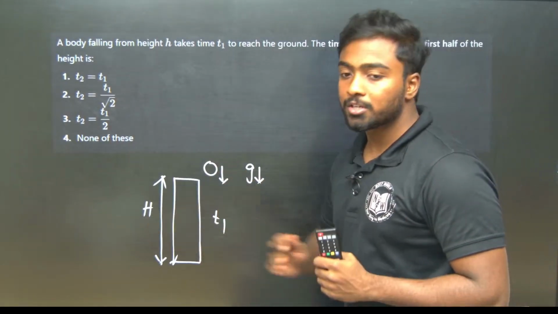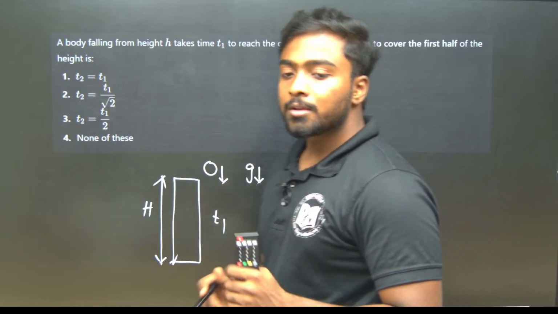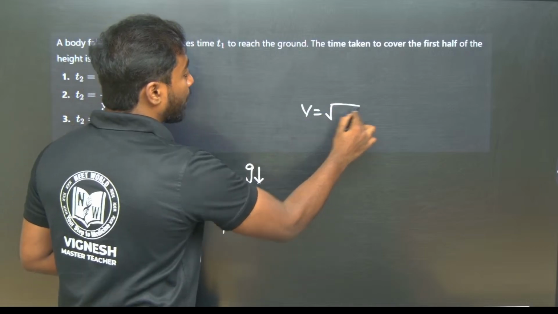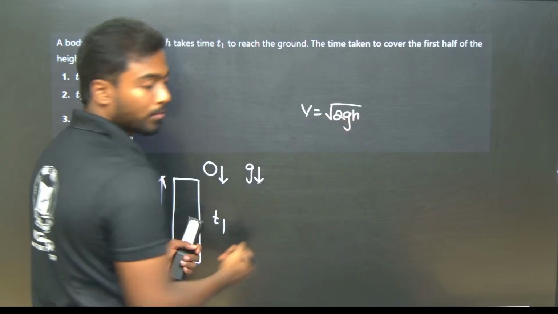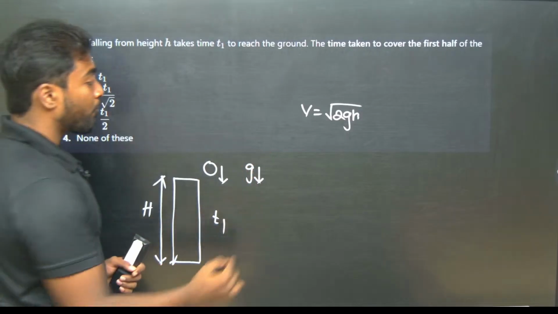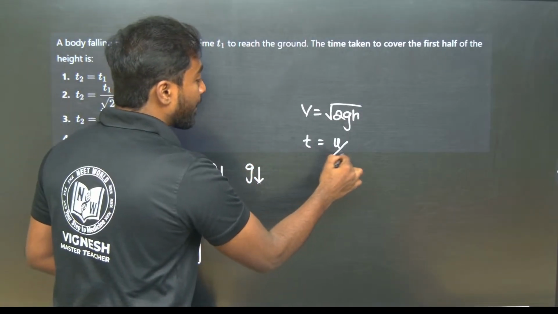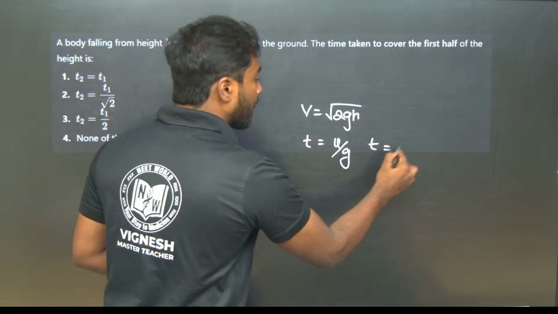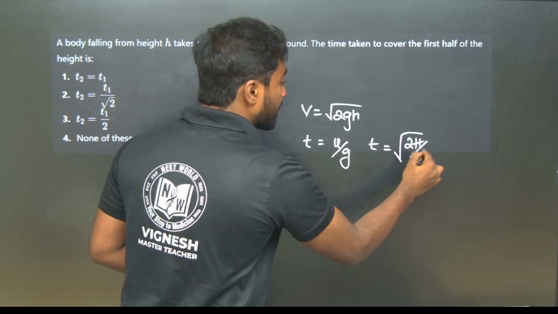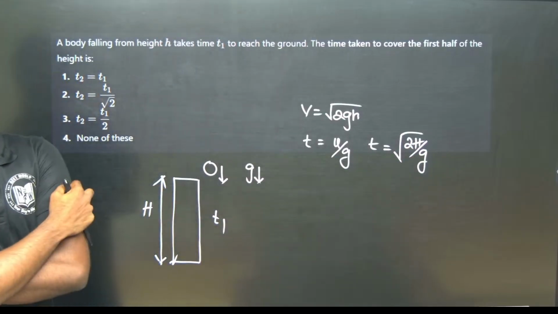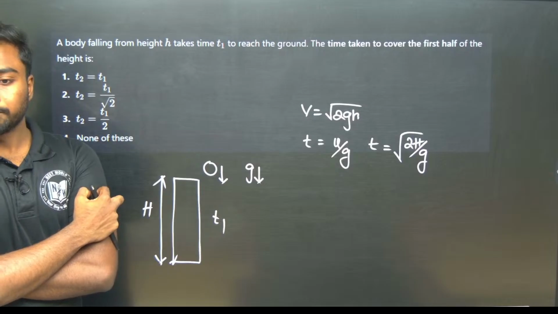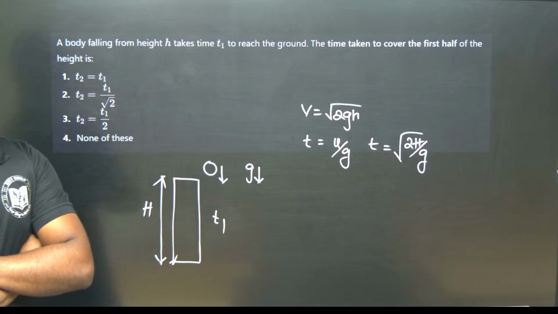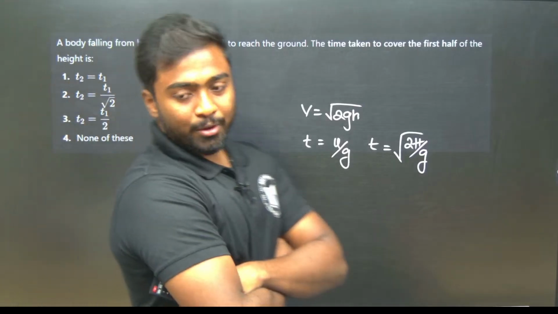I need to find the time for the first half, right? So what is the time equation we have got there? V is equal to under root of 2gh. No, this is for velocity, but for time what is it? T is equal to u by g. One more equation is there: T is equal to under root of 2h by g. Yes, 2h by g. Got it? How will 2h by g come? By shifting the terms using the equation we got.